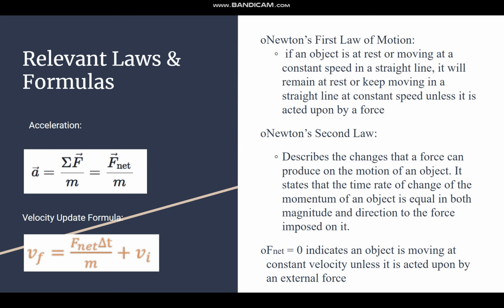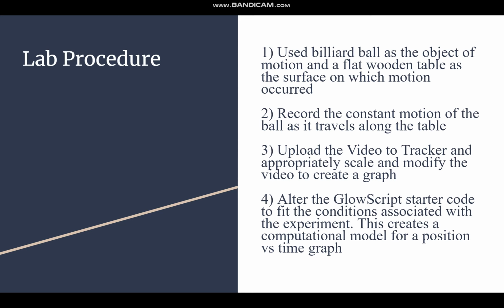And the force equals zero indicates an object is moving at constant velocity unless it is acted upon by an external force. So for the lab procedure, I used the billiard ball as the object of motion, and I found a flat wind table as the surface. And I recorded the ball moving constantly along this surface. I uploaded the video to Tracker and applied the appropriate scaling and measurements to eventually produce a graph. And I altered the GlowScript starter code to fit the conditions associated with the experiment.